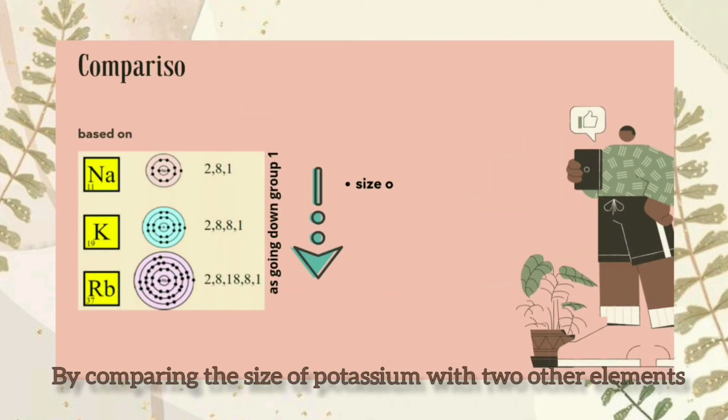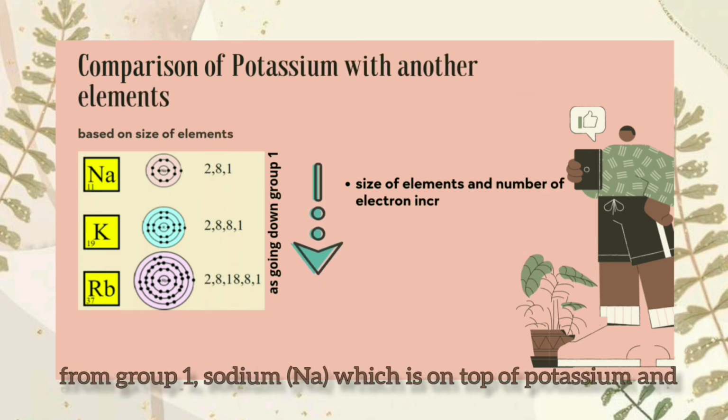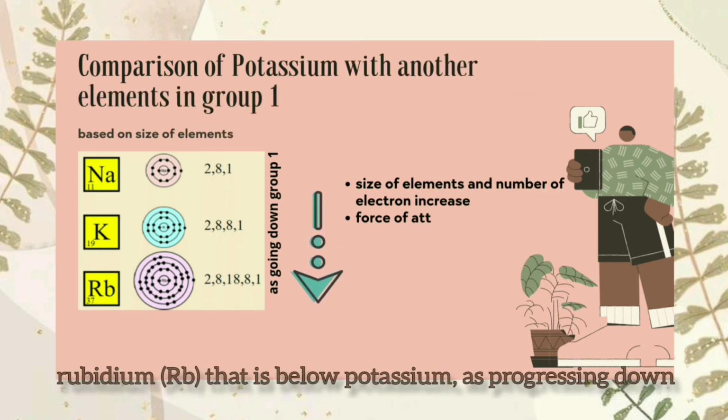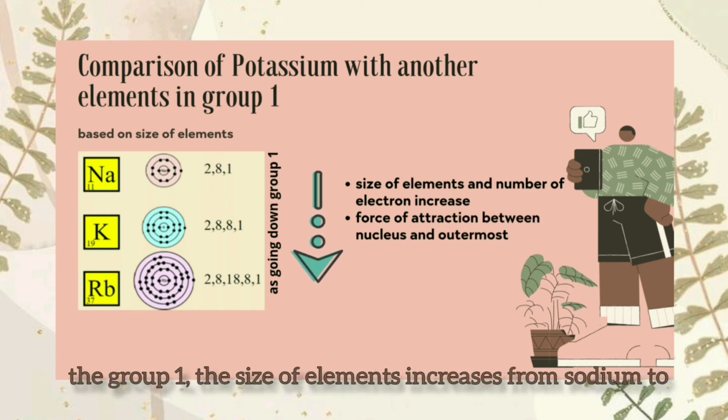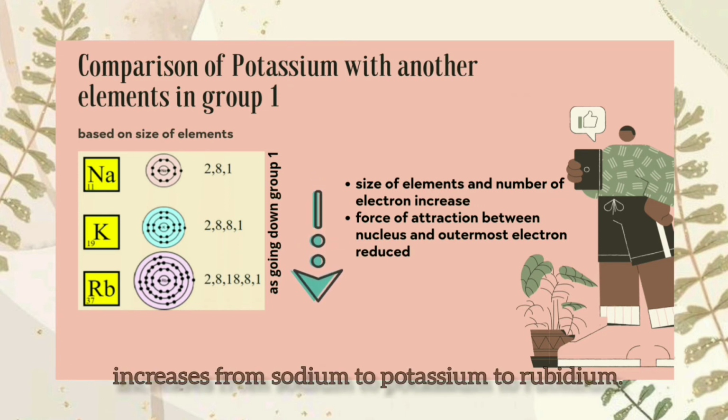By comparing the size of potassium with 2 other elements from group 1, sodium, which is on top of potassium, and rubidium, which is below potassium, as we progress down group 1, the size of the elements increases from sodium to potassium to rubidium. The number of electrons also increases from sodium to potassium to rubidium.